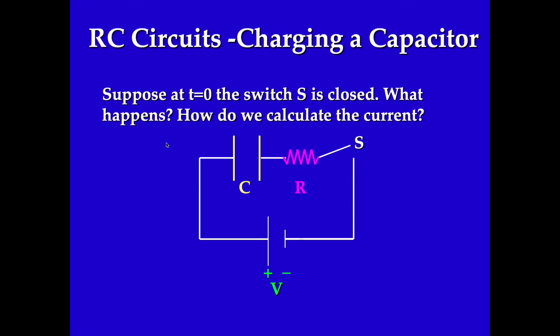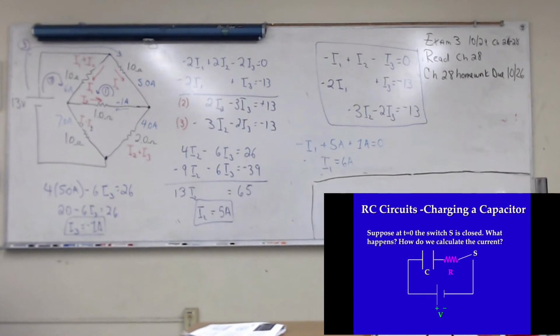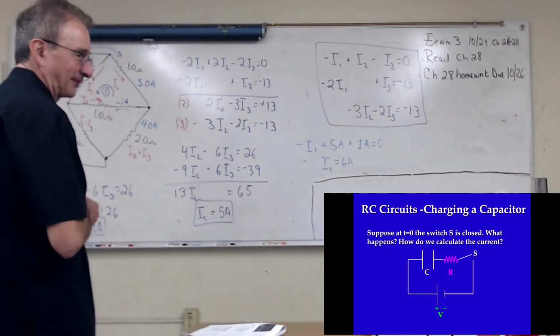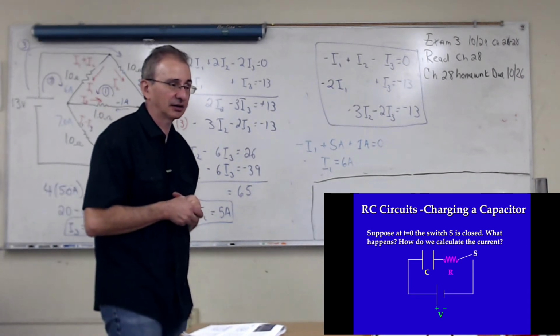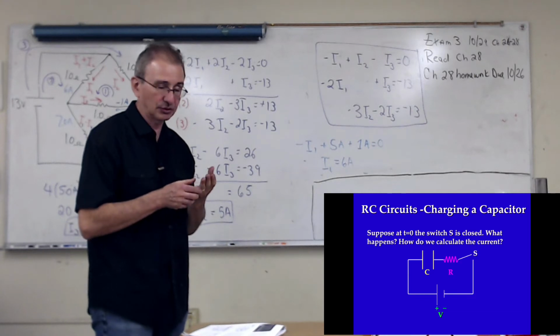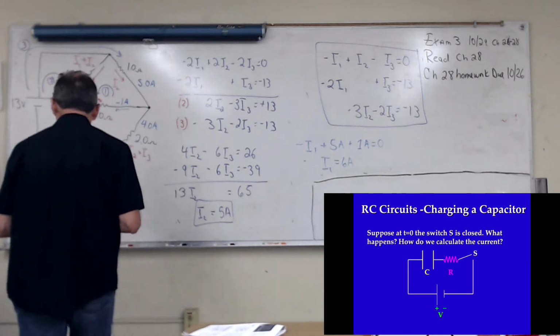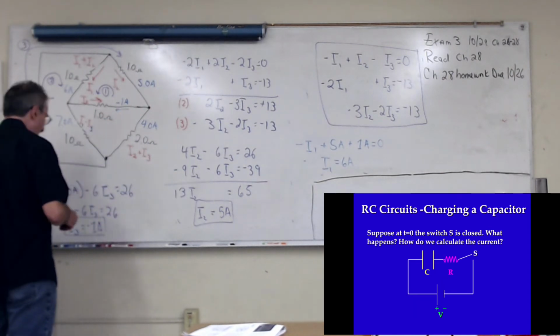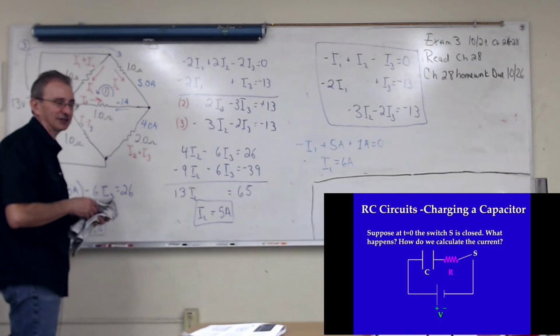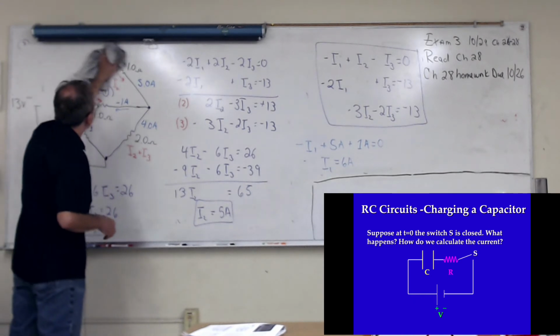All right, so what we're going to do next is go back and do a simpler circuit, at least a simple looking circuit. It's just a circuit that includes basically a resistor and a capacitor, and a switch. The switch is there just to start the process going.